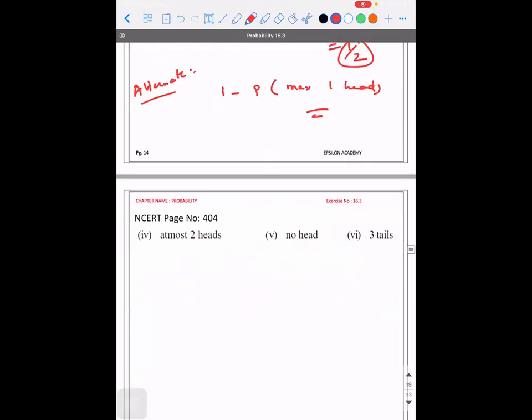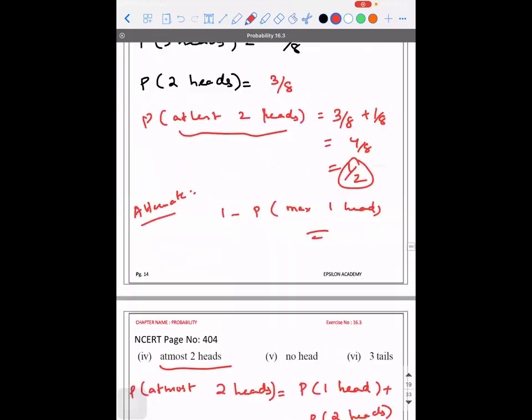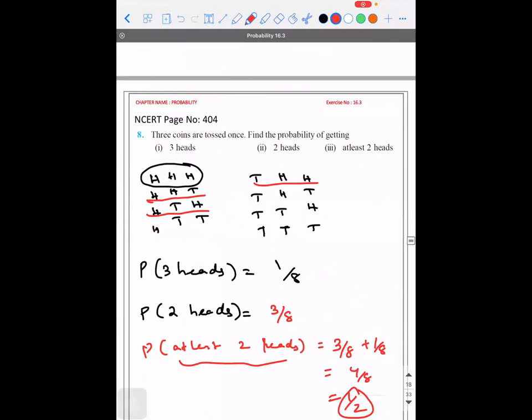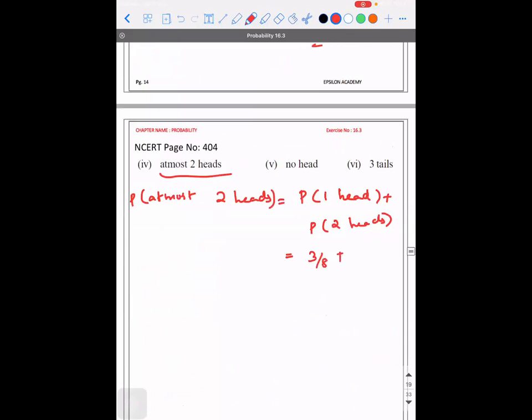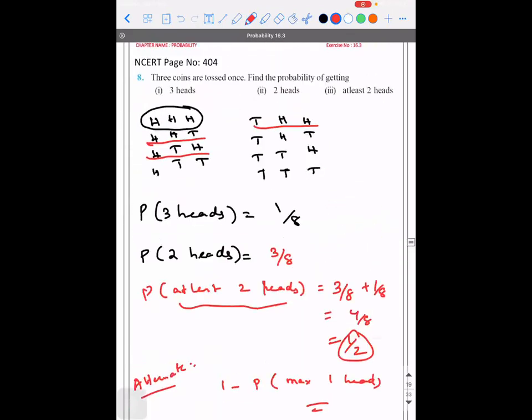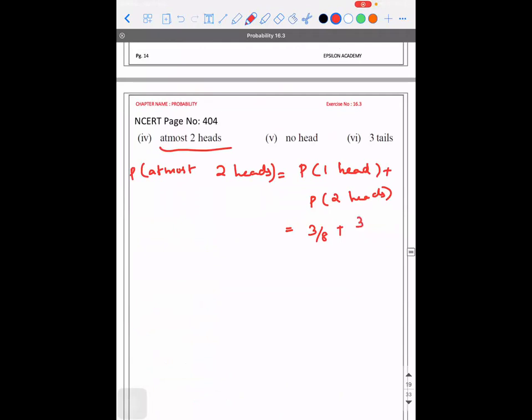Okay. So at most 2 heads. That is the probability of getting 1 head plus the probability of getting 2 heads. The probability of getting 1 head is how much? 1, 2, 3. 3 out of 8. The probability of getting 2 heads is also 3 by 8. That will be 6 by 8, which is 3 by 4. There is a 75% chance of it.